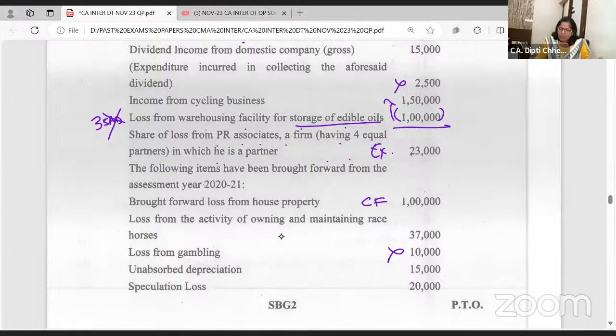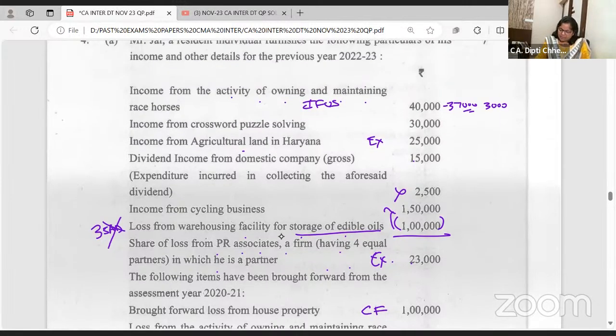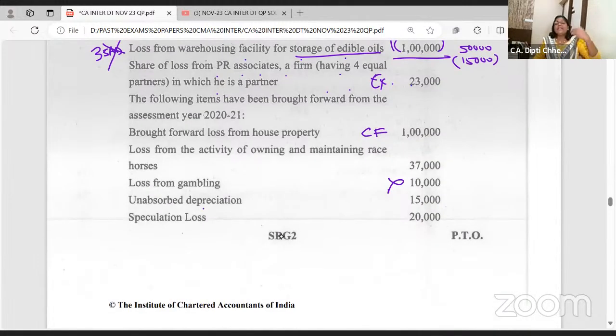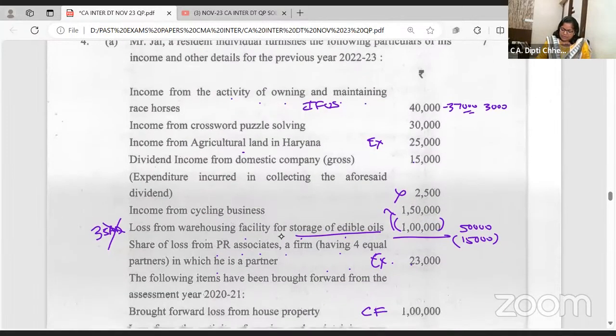Loss from gambling? No. You have to write a note: these losses are neither carried forward nor set off. Nothing. Unabsorbed depreciation? Yes. You can bring it in the outer column. And unabsorbed depreciation you can set off against any income. This business income which is coming, 50,000, can I set off unabsorbed depreciation in it? Yes, it can be carried forward for an indefinite period. Even if you have not filed the return on time, you will still get carry forward of two losses: one is house property, one is unabsorbed depreciation. Speculative loss carry forward. Followed?